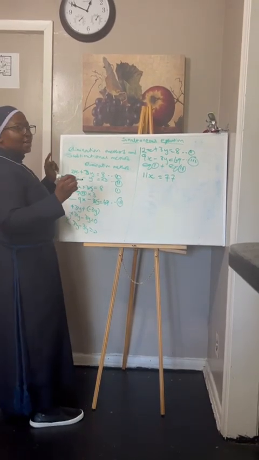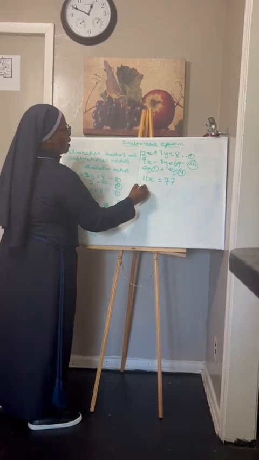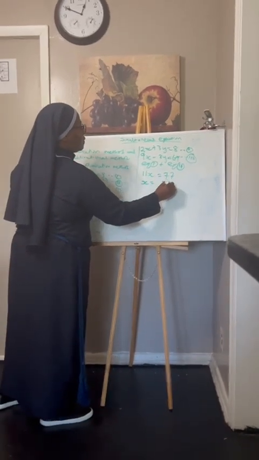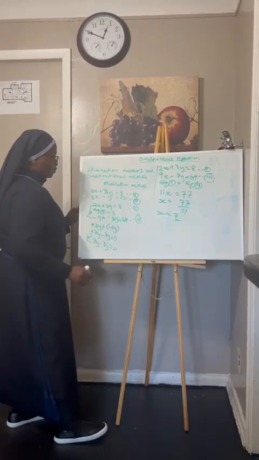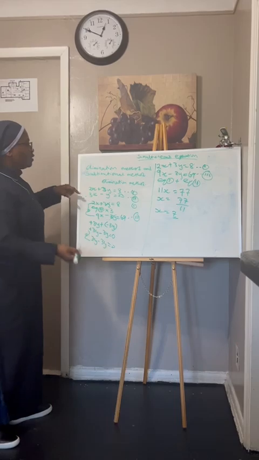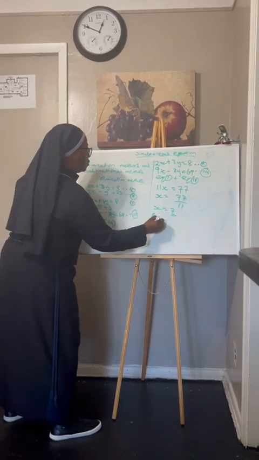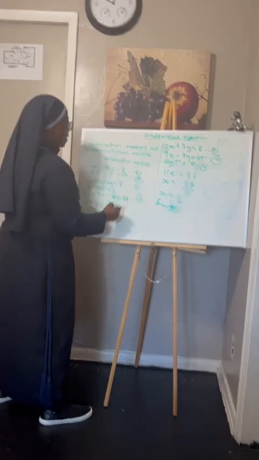So I need to find x. I need to find what? X. So therefore x is equals to 77 over 11. Therefore x is equals to 7. Then I can find my y. I can use this from equation 2. I can find my y.